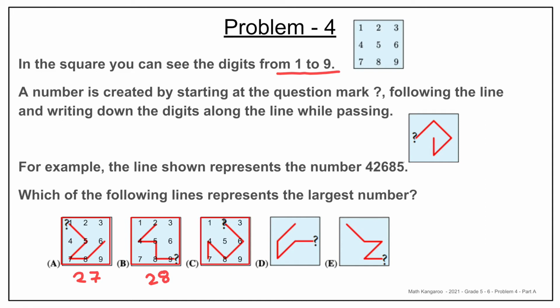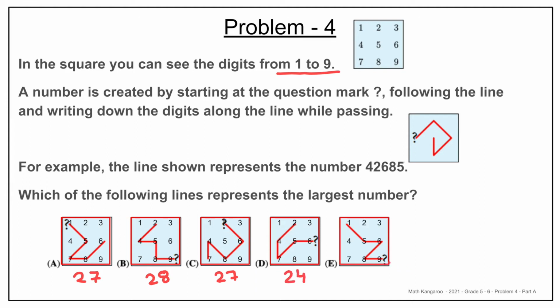Option C. We have here 2 plus 6, 8. 8 plus 8 gives 16. 16 plus 4 gives 20. 20 plus 7 gives 27. Option D. We have 5 plus 6, 11. 11 plus 7, 18. 18 plus 4, 22. 22 plus 2 gives us 24.